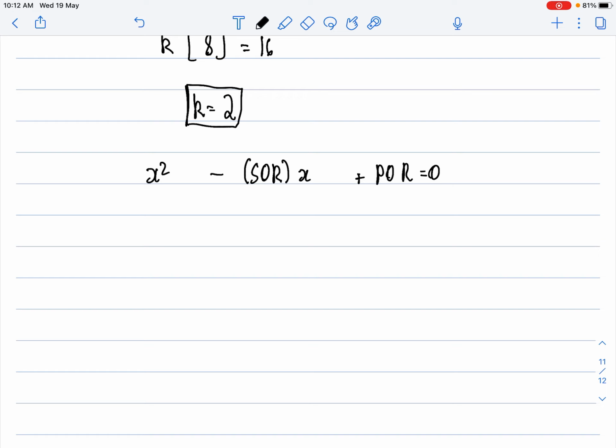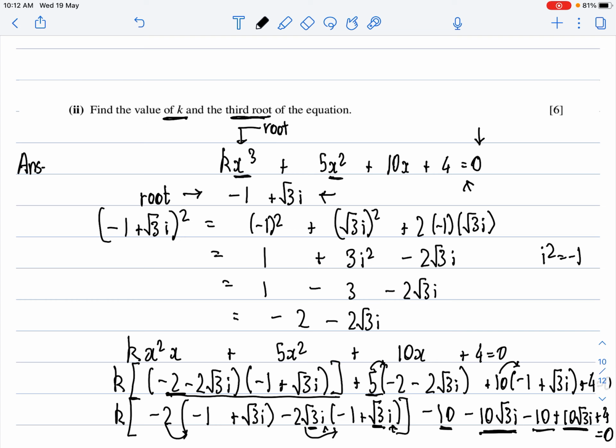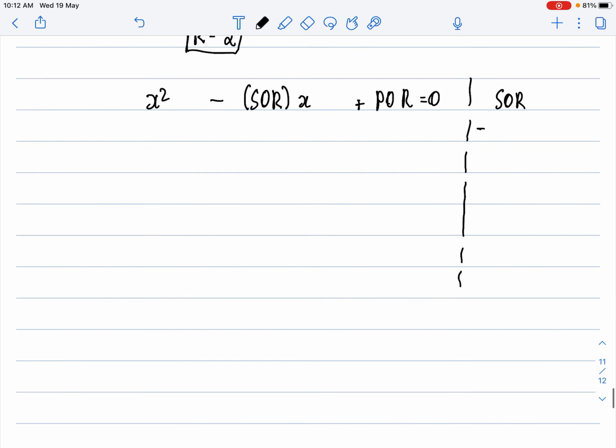Now what we need to do is calculate the sum of roots here. I know one root is minus 1 plus root 3i, and another root, which we calculated in part A, is simply minus 1 minus root 3i. So I can basically write this as minus 1 minus 1, and root 3i and root 3i will get cancelled. So my sum of roots is simply minus 2.